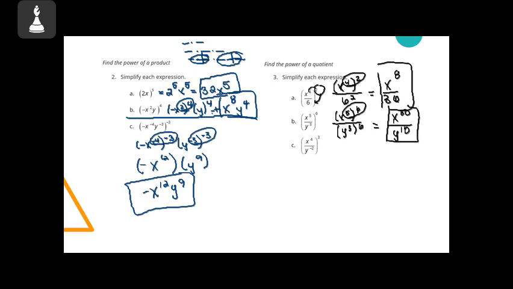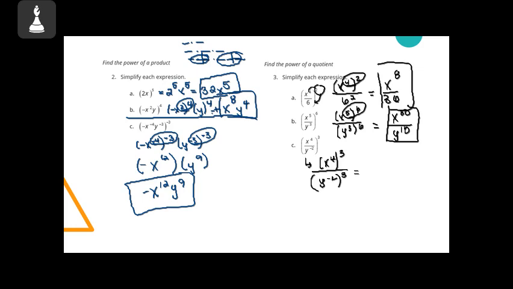Last one here, x to the 4th over y to the negative 2, all has to be raised to the 3rd power. So x to the 4th raised to the 3rd, y to the negative 2 raised to the 3rd. So power to a power, multiply them together. 4 times 3 is 12. So x to the 12th. And then on bottom, negative 2 times 3 is negative 6.